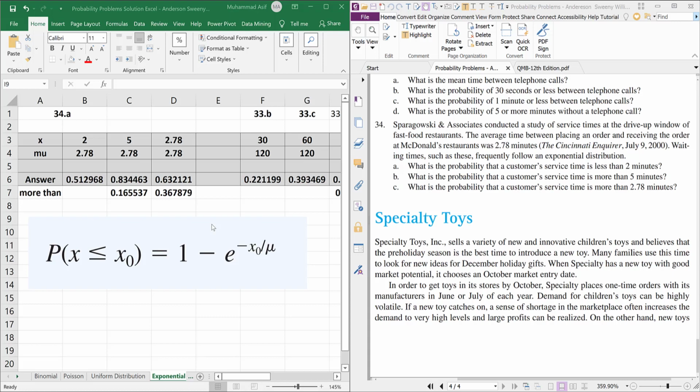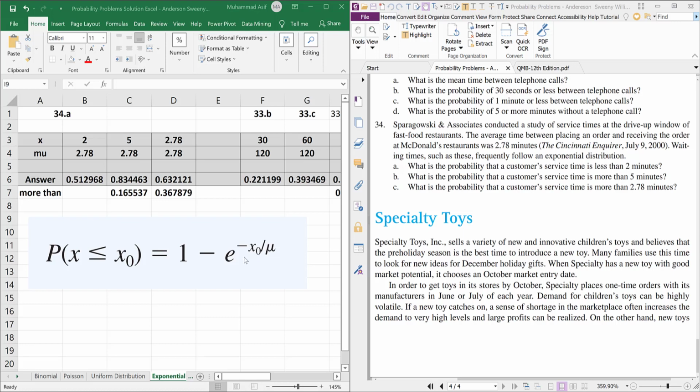The formula for exponential probability is this one. The probability that x would be less than a specified number is 1 minus e, where e is a constant, raised to the power of minus x sub 0 divided by mu, and mu is the average. That will give the probability that a task will take less than that specified time. If it's about more than that, then we can subtract this whole thing from 1, or we can also reduce that to simply e raised to the power of minus x sub 0 over mu.